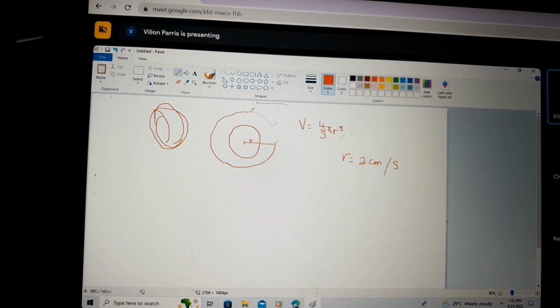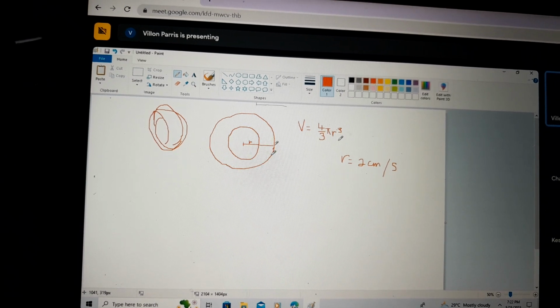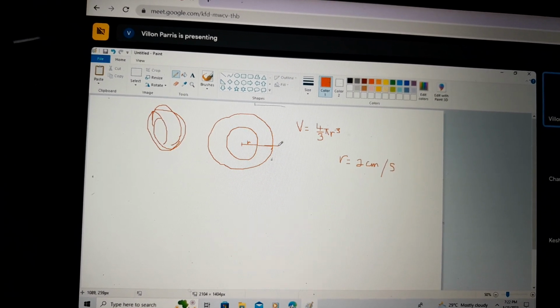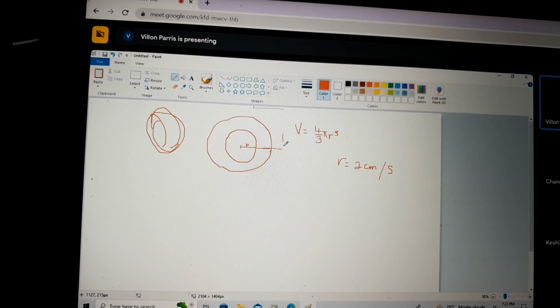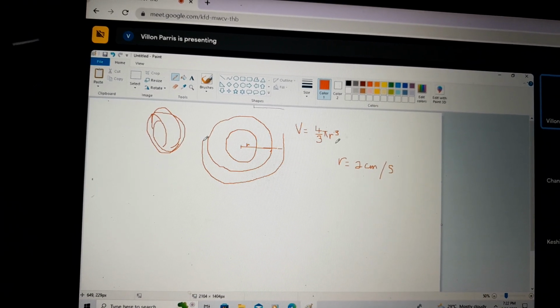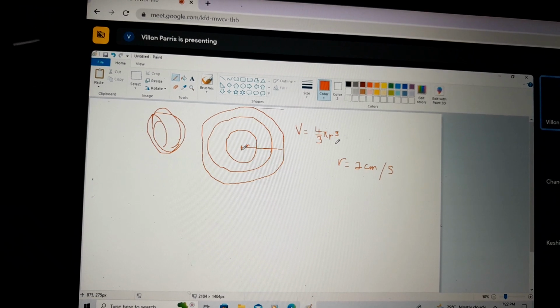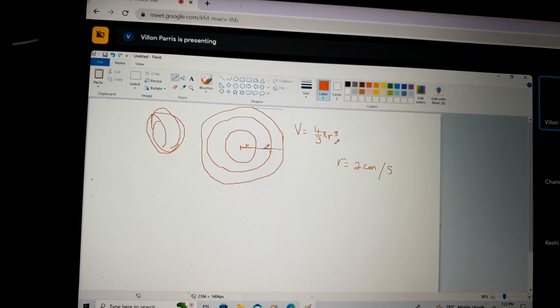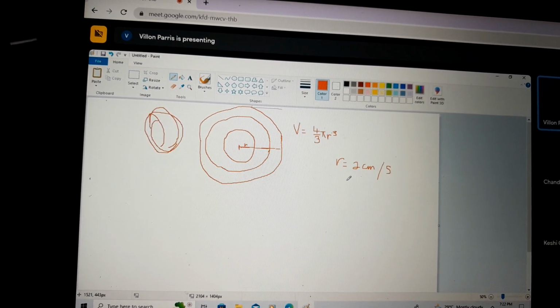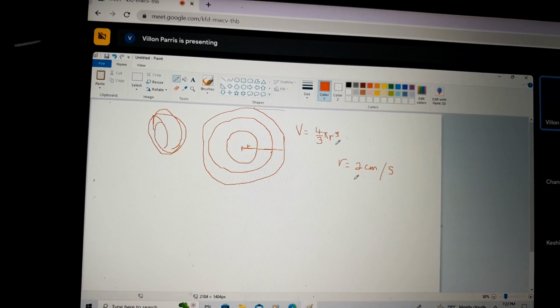I know I'm drawing a circle. Another second, it will increase by another 2 cm. So this is what they're talking about. As you keep blowing air into the balloon, the spherical figure, the radius is increasing every second by 2 centimeters. So that's basically what it's meant.